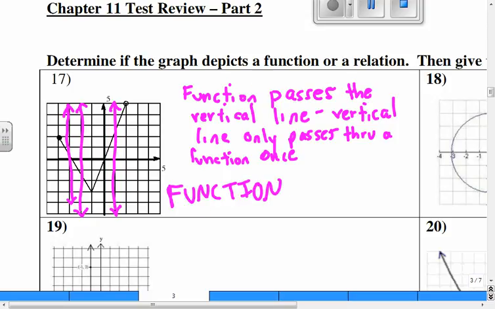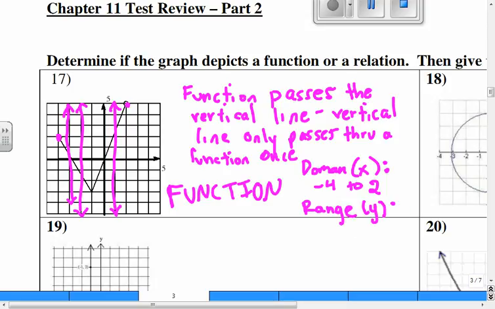So now we need our domain, which is our x values. Now in this case, we do not have arrows. We have dots. This ends. So the smallest our x can be is -4, and the largest our x can be is 2. So the domain is -4 to 2.